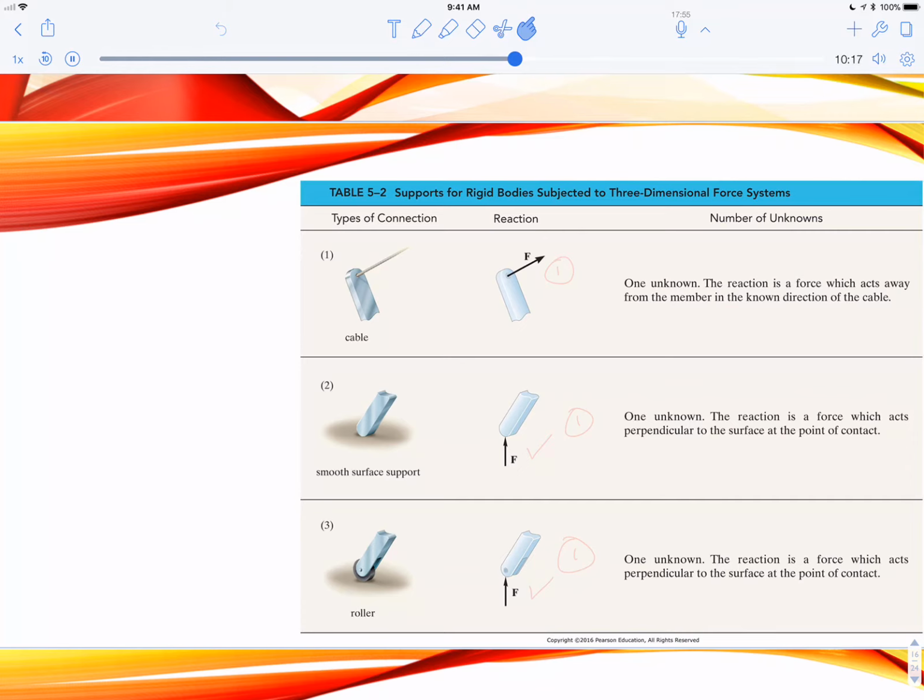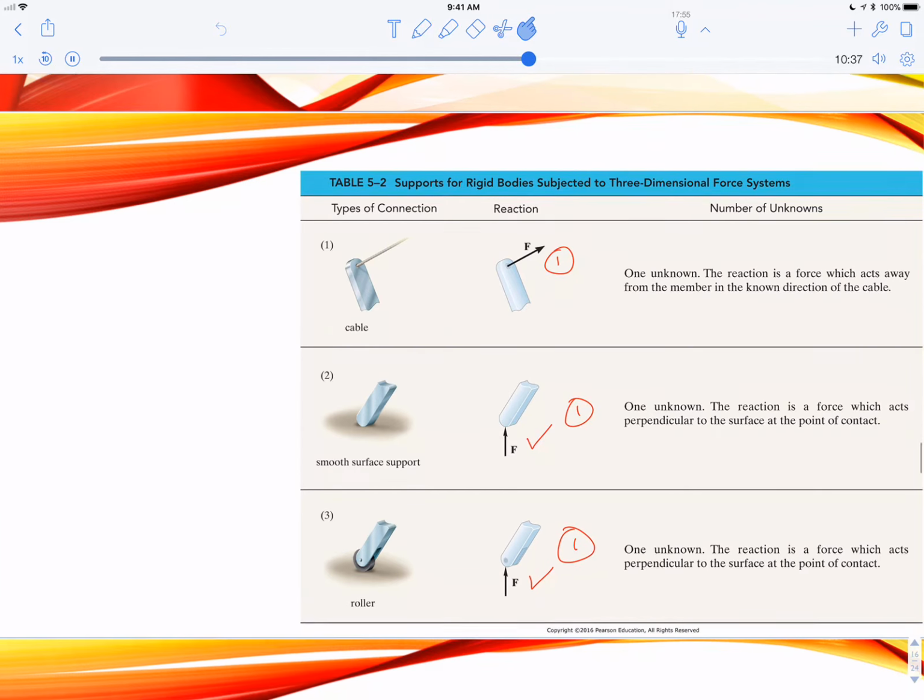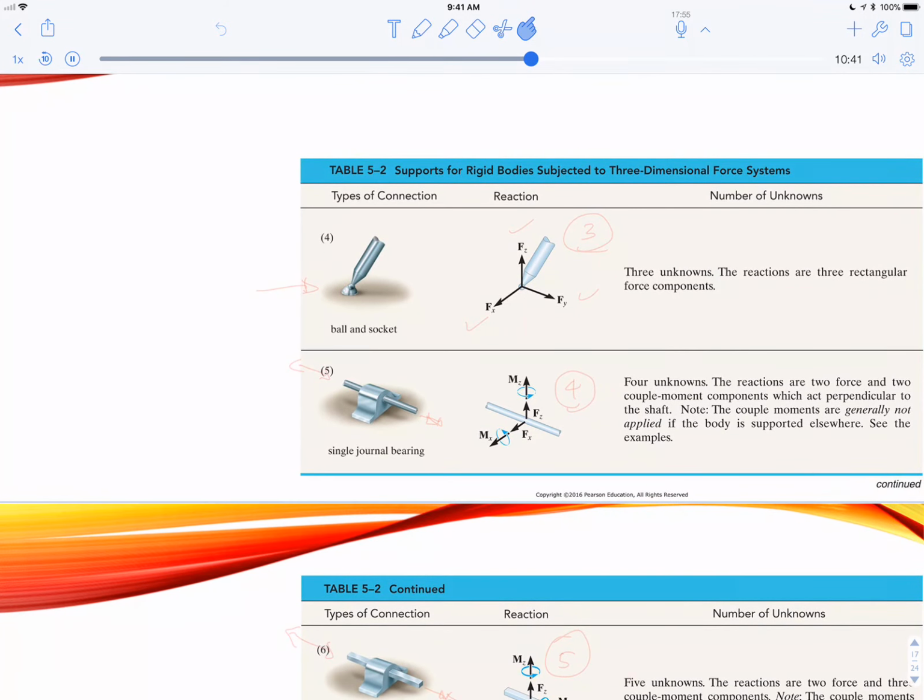Actually, let's just walk through these. You could have a cable as a support, and you would have 1 reaction there. A smooth surface support, you would have a force perpendicular to the surface like that, or a roller, will be perpendicular. That means 1 unknown, so 1 reaction. Here you have a ball and socket joint. I have like a pen that can rotate, that my pen goes in, something like that. This type of reaction here has 3 forces but no moments, so it has 3 reactions. And here you can see that this has 2 forces and 2 moments, but it can spin about this axis. It can spin like that, and it can also slide this way.